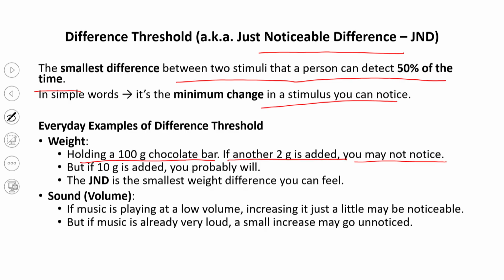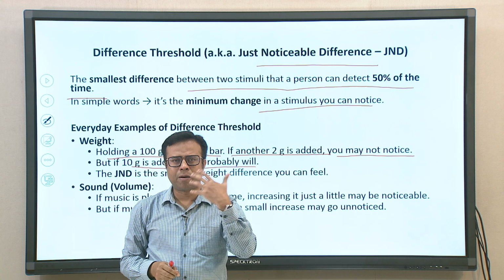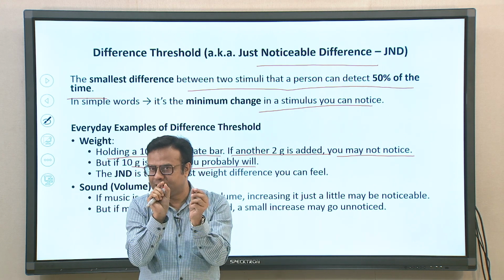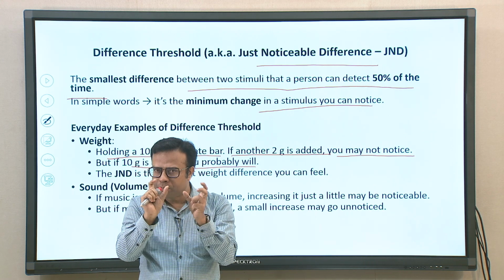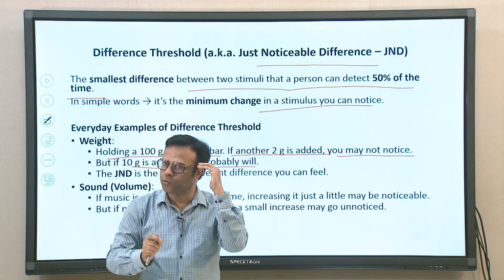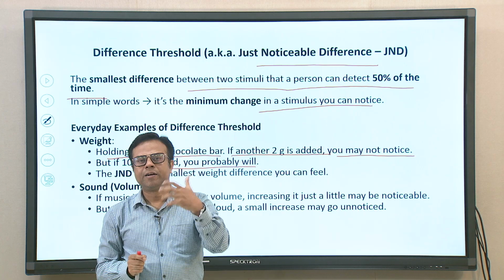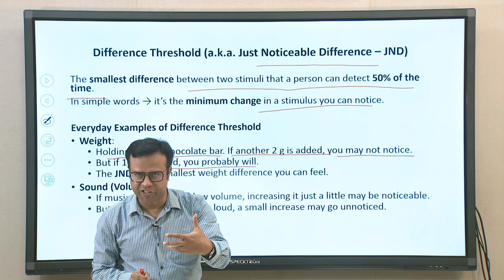But let us say I add 10 gram more on that chocolate, now probably you will sense the difference, now the weight has increased. 2 gram may not lead to noticing of differences, but if 10 gram is added, probably the people will notice now the weight is more than the earlier. So, I can say this 10 gram may be the minimum. If it is the minimum weight that is required to detect this difference, then 10 gram weight will become the difference threshold.